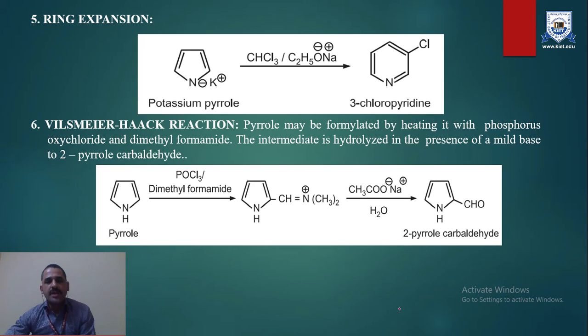Ring expansion reaction is an example of a reaction where the 5-membered ring will expand its structure. Now you can see in this particular example, the 5-membered ring has been converted into the 6-membered pyridine ring. It is a reaction which will generally proceed in the presence of chloroform and sodium ethoxide.